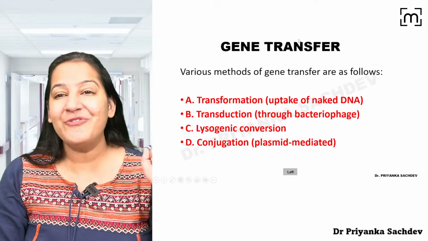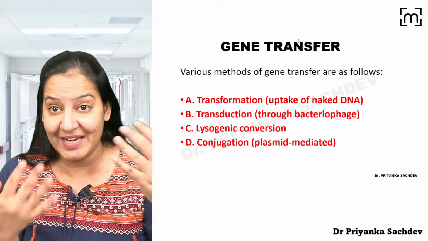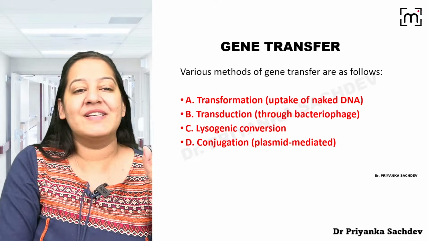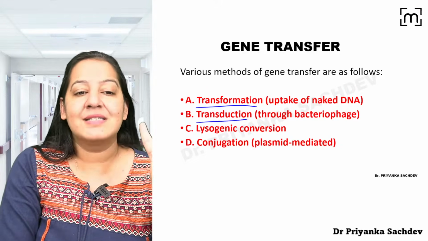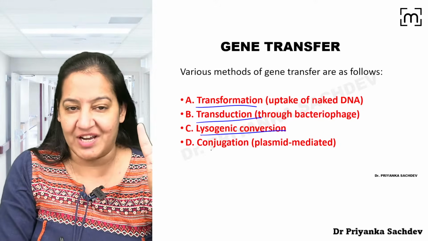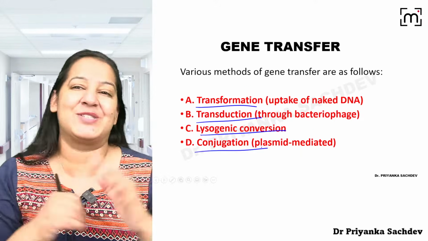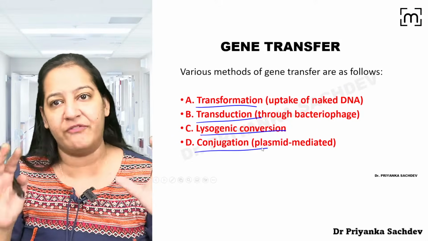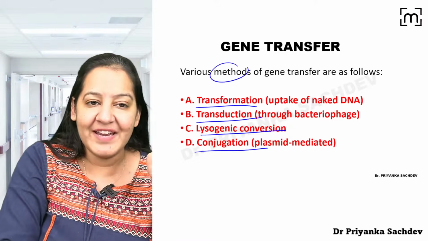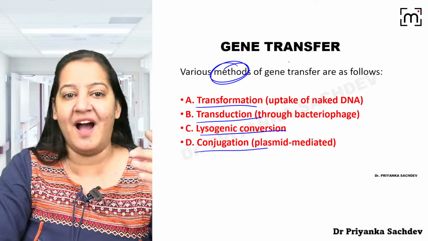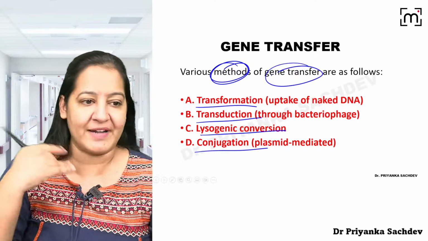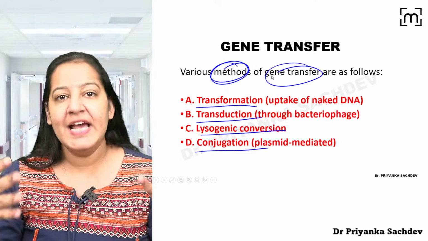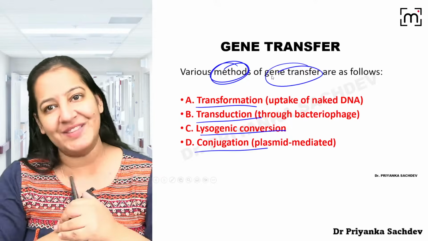So there are 4 ways by which the genetic material can be transferred from one bacteria to another. The 4 ways are transformation, transduction, lysogenic conversion, and conjugation. So this is today's topic. You have to understand the difference between the 4, the importance, the pros and cons of each method, right? These are the various methods by which bacteria can transfer genes from one bacteria to another. Now let me discuss these one by one in detail. In the end, we will solve some MCQs based on that, right?